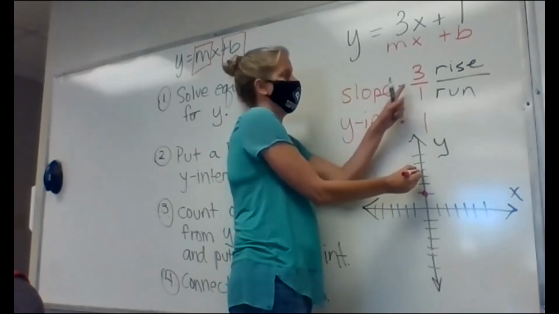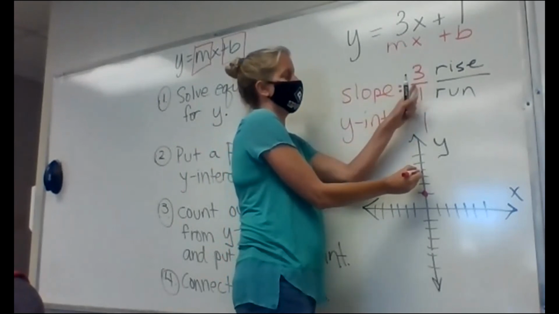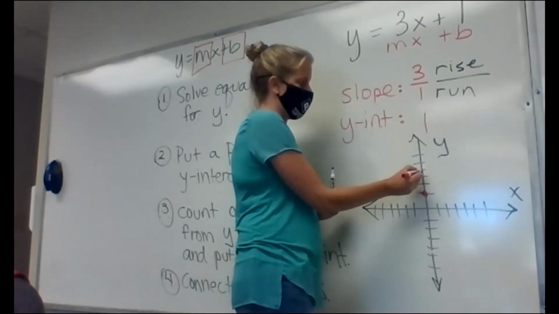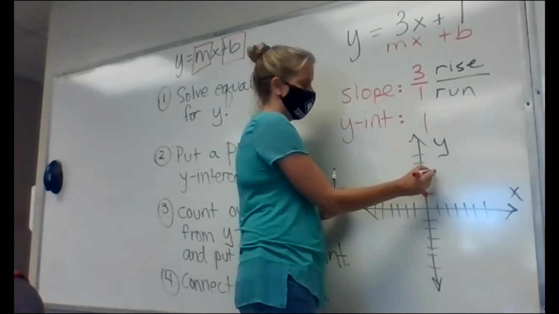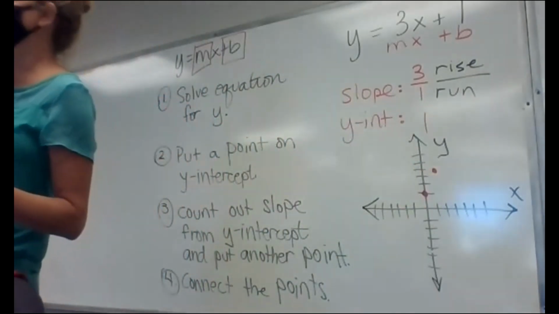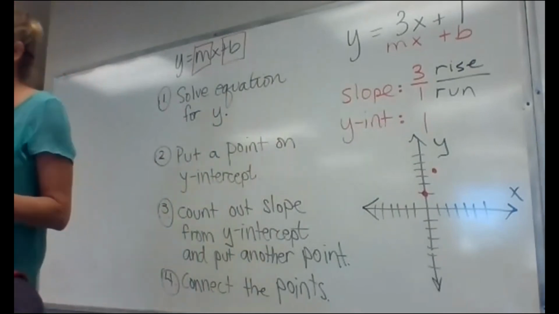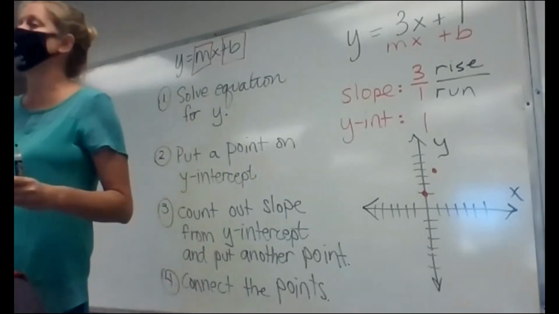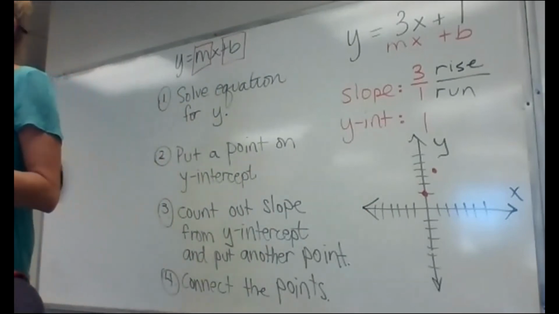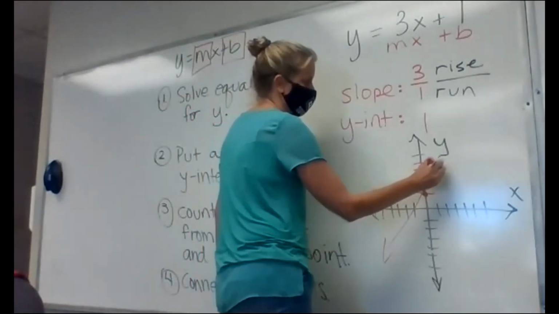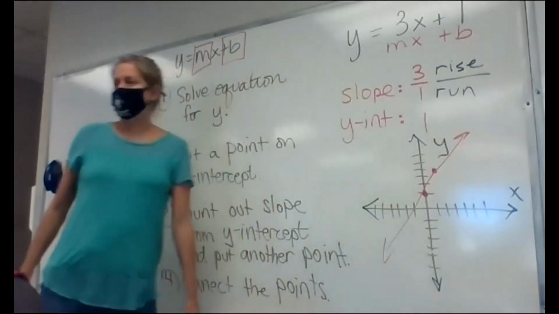Here's why. If your slope is a whole number, you have to put it over 1 because 1 is your run. So I rose 3. Now I'm going to run to the right 1. So I rose 3, ran 1, dropped my next point. Now, once you put that second point, it automatically connects them. But that's what the third step is. Once you get a second point, you just connect those 2 points, and that's your line.